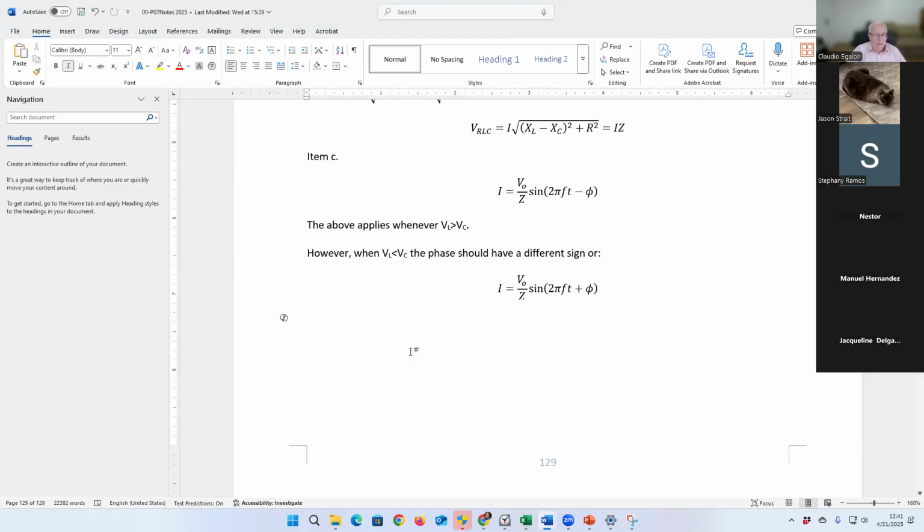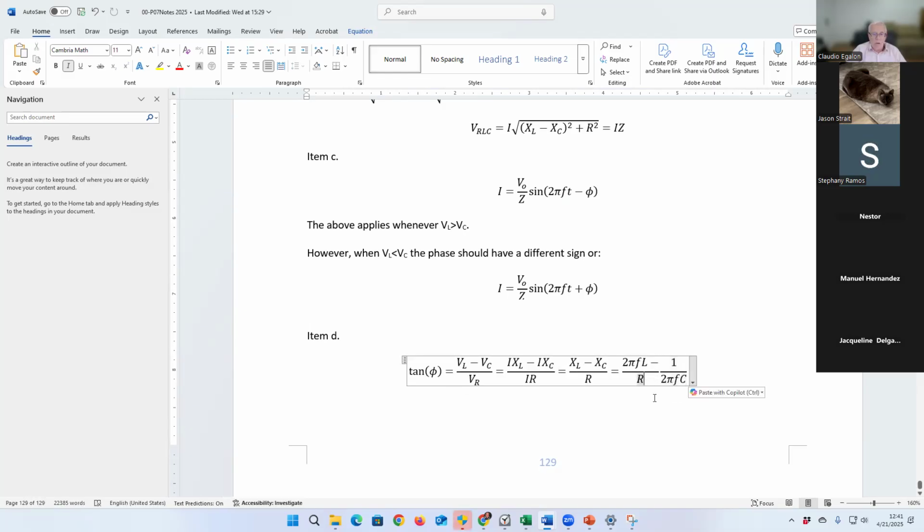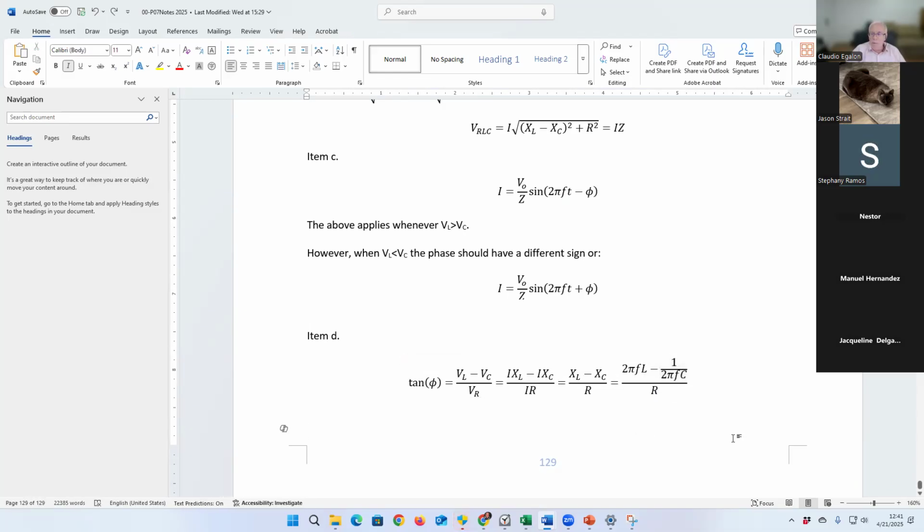Item D. That length that you saw before, we can write here the term that we have here. And you can invert it: phi is going to be the arctangent of this term.